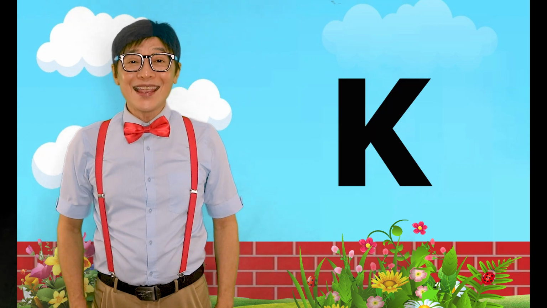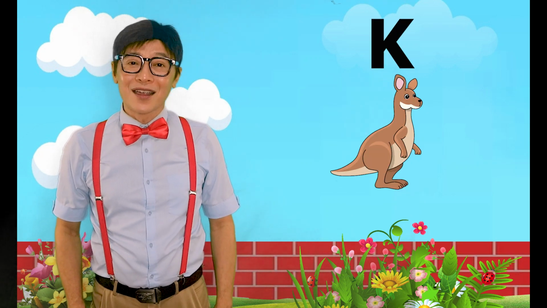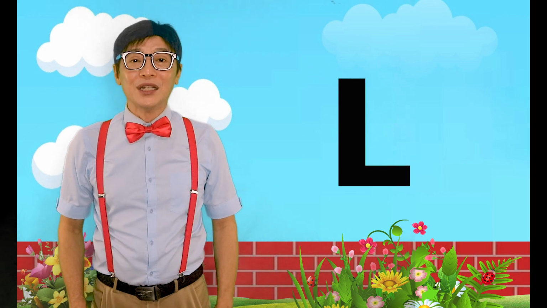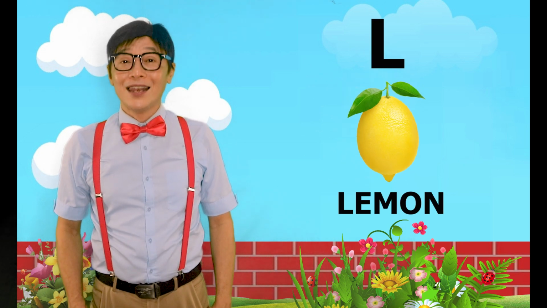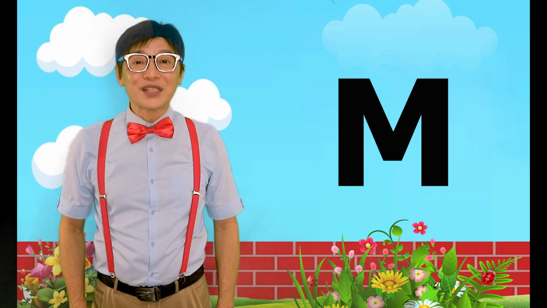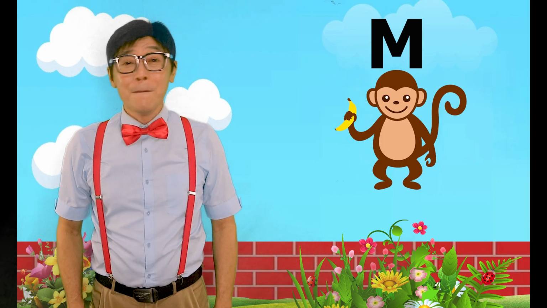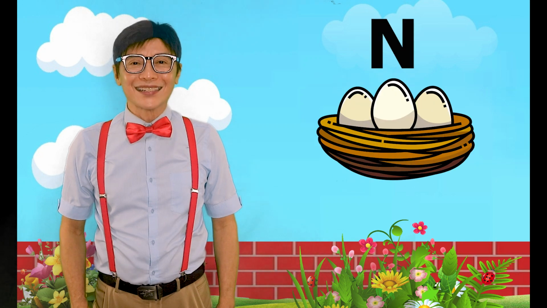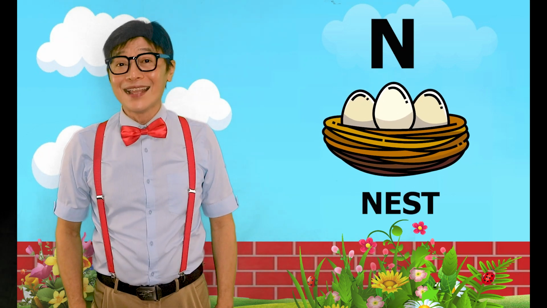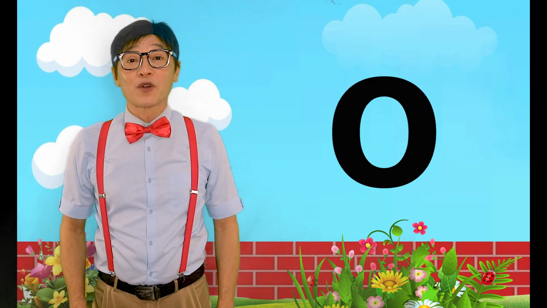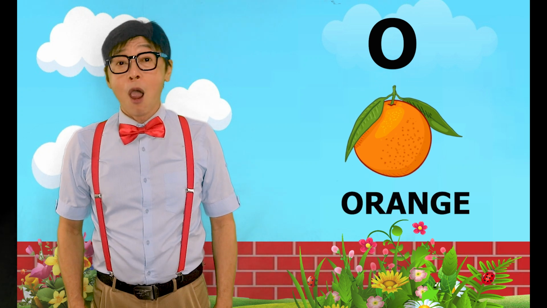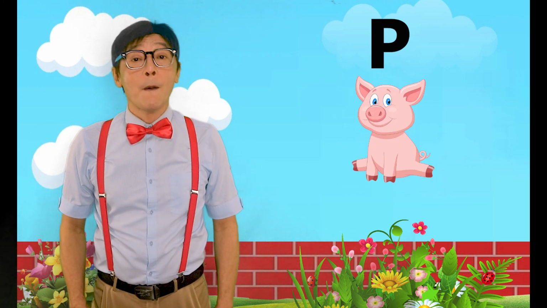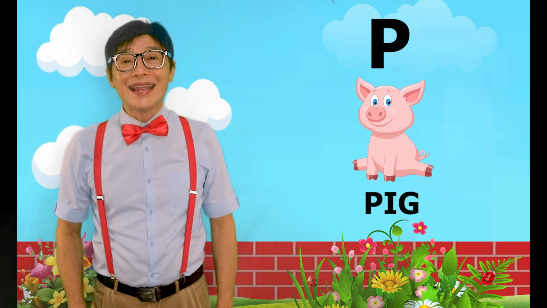jelly. K is for kangaroo, kangaroo. L is for lemon, lemon. M is for monkey, monkey. N is for nest, nest. O is for orange, orange. P is for pig, pig.